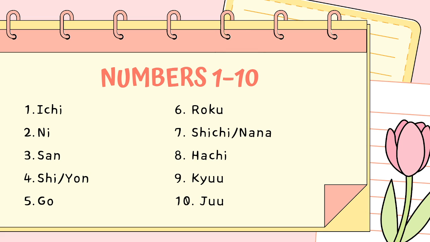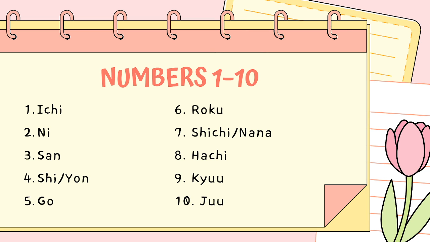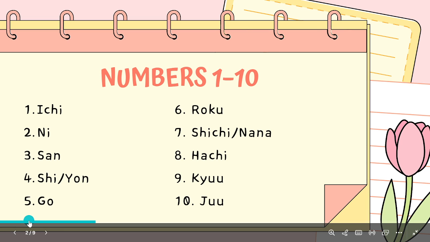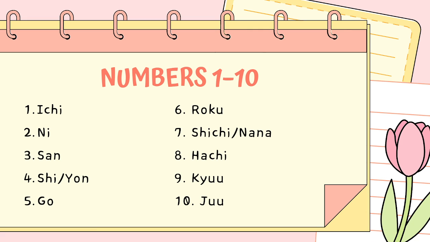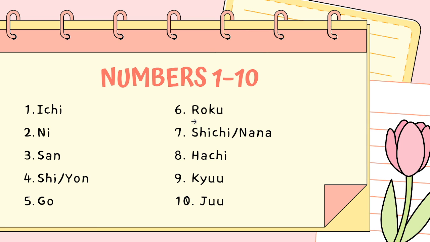Ni. Then for 3 we have san. Then for 4 we can say shi or yon. Shi. Yon. For 5 we have go. Go. Now for 6 we have rok.